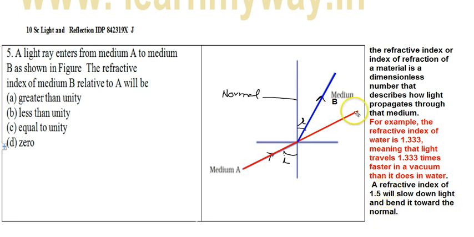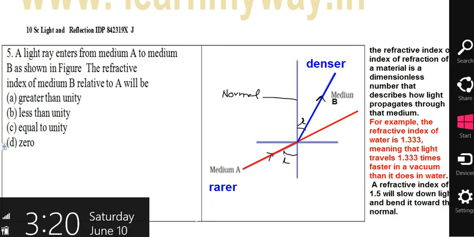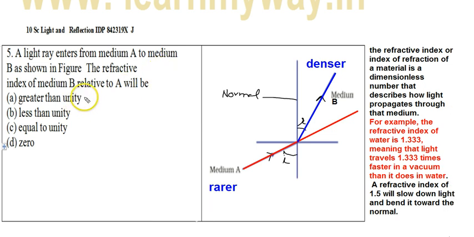So whenever a ray of light is entering from a rarer to a denser medium, this medium is rarer, and it is entering into this medium which is denser. Whenever it is moving like this, it is always going to bend towards the normal, and of course the refractive index would be more than 1. So the correct option here is that it is greater than unity. So A is the right option.